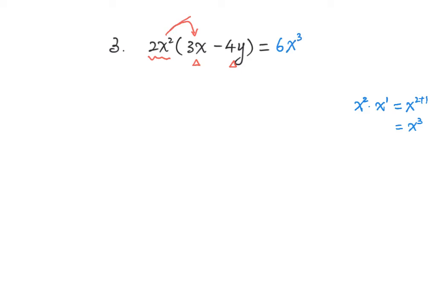Then 2x squared times negative 4y. So 2 times negative 4 gives us negative 8. Negative 8, x squared times y. So just x squared times y. So that's it. 6x to the power 3 and negative 8x squared y are unlike terms. You cannot combine. This is the final answer.